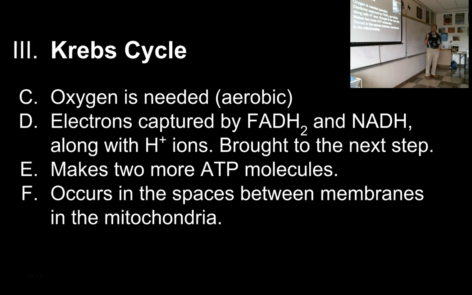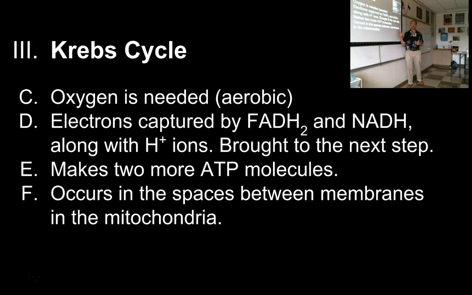Okay, we do make 2 more ATP molecules just in the process of the taking apart of the pyruvic acid, and so we've made 2 in glycolysis. We make 2 more in the Krebs cycle. This happens in the spaces between the membranes in the mitochondria, and that space is called the matrix. And no, Mr. Anderson is not there.